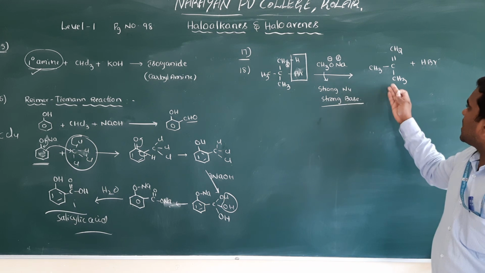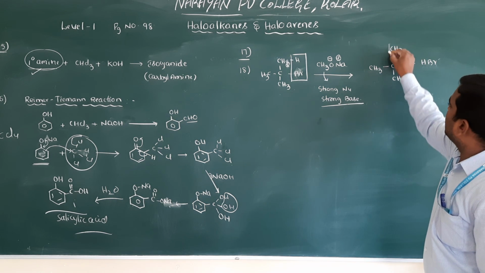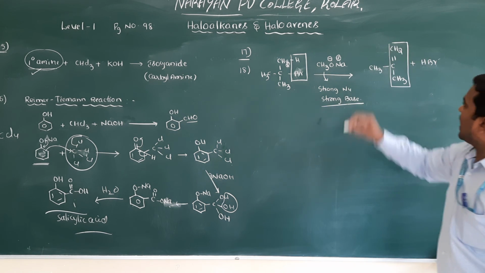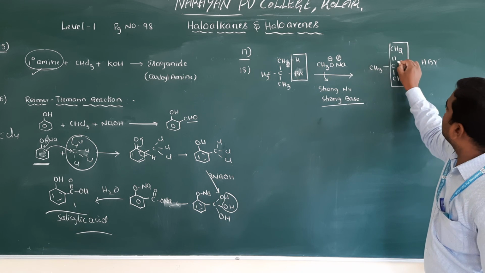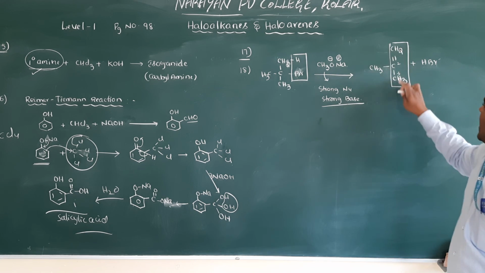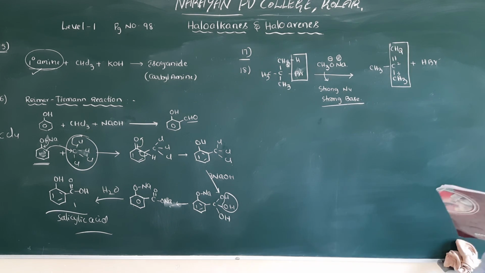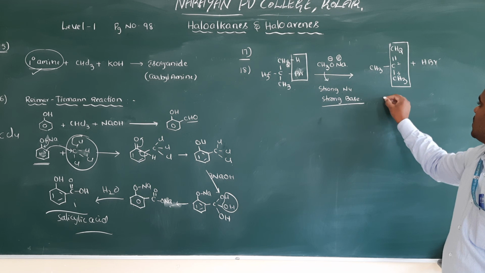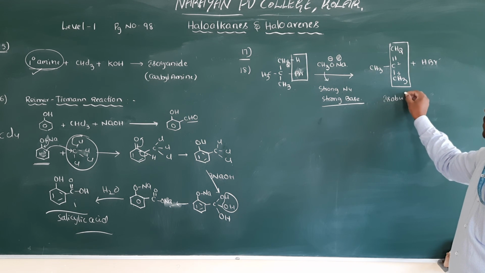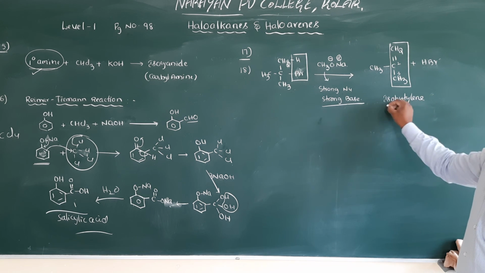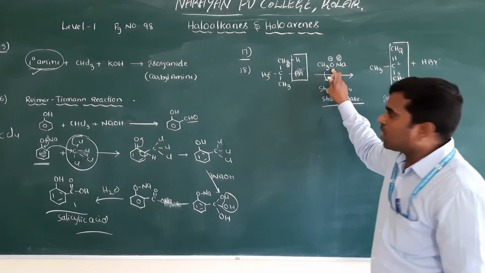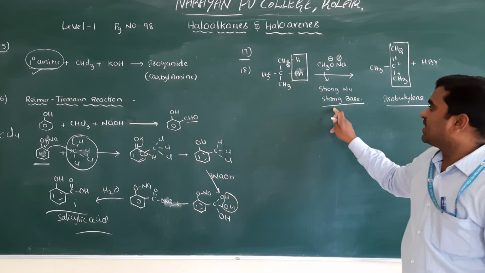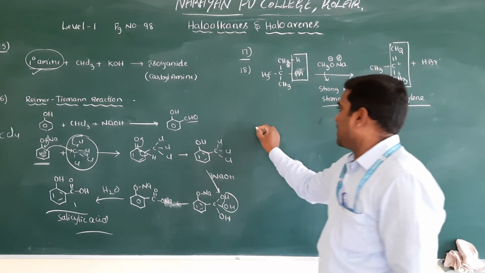Clear? So now what is the name of this compound? You know this is an alkene. It is 2-methylpropene. You can also write the answer as isobutylene, because CH3, this is iso. So isobutylene, this is the answer. Simple. It is a strong base, and that's why the reaction is an elimination reaction.